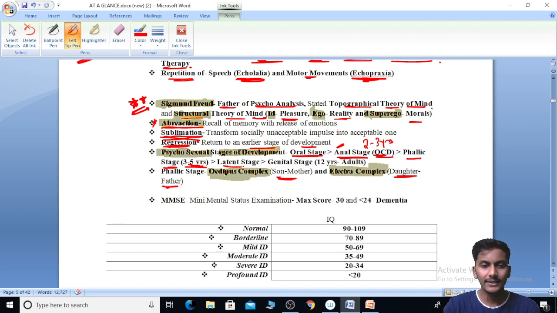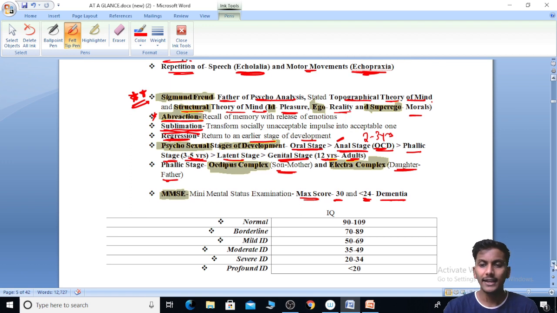Next one is your latent stage, okay, latent stage. And last is your genital stage. Genital stage is from 12 years till adulthood, when all your genitals start developing. Next one, talking about your MMSE. MMSE is your mini mental status examination, which is usually performed as a clinical examination for psychiatric patients. The maximum MMSE score is 30, and a score of less than 24 is suggestive of dementia.